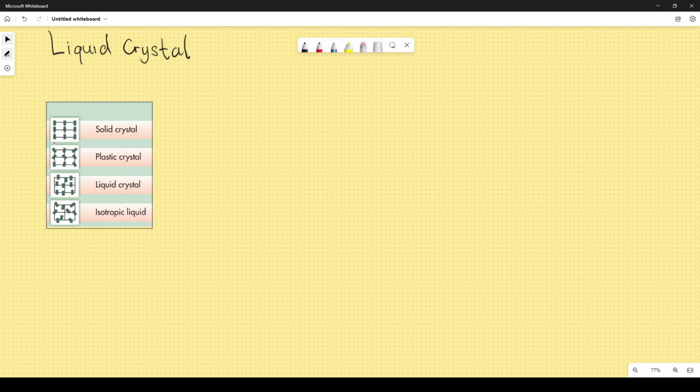The molecules in crystals exhibit both positional and directional order. Let me write it over here. So what we are going to observe is the positional order and orientation or directional order. This is just a simple yes or no kind of situation. Let's see the first case here. This is a solid crystal.